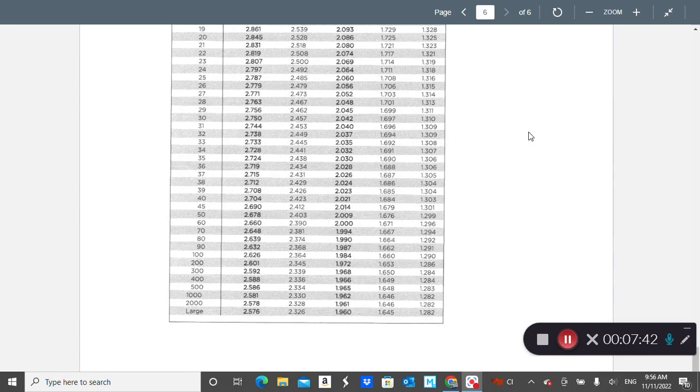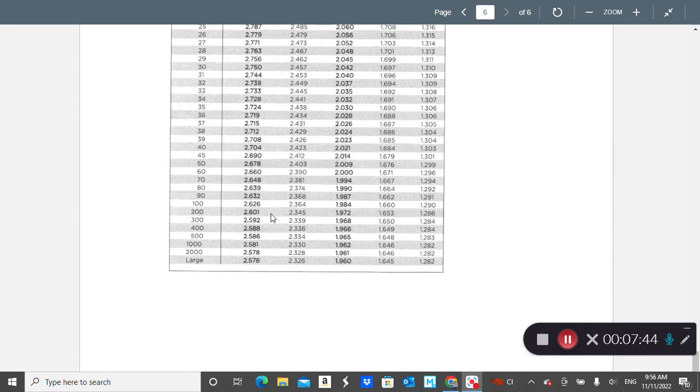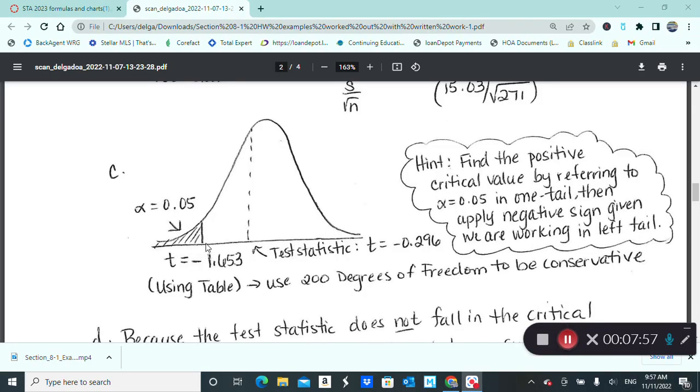And if we follow that column down to the row with 200 degrees of freedom, we'll see that the correct t value is 1.653. Now, because we are working in the left tail, it makes sense that our t value would be negative. So we're going to use common sense and say that the correct t value is negative 1.653 using symmetry.